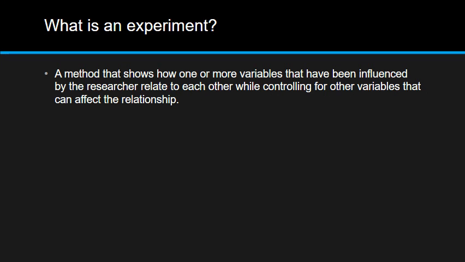Okay, so what is an experiment? Well, an experiment is basically a method that shows how one or more variables relate to each other. And usually this is through some kind of control or setup where you can see whether the relationship is genuine or not, or whether it's a result of something else.